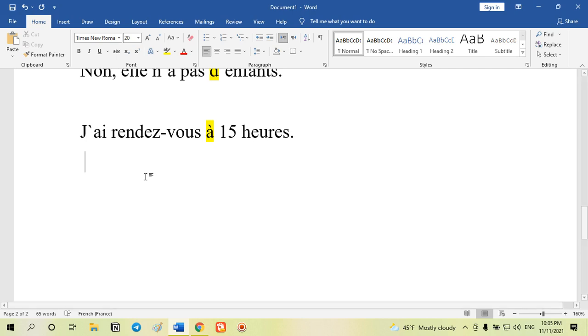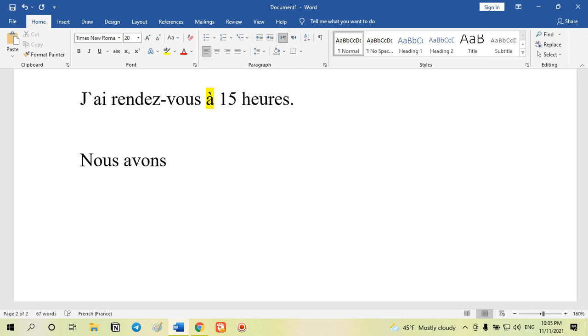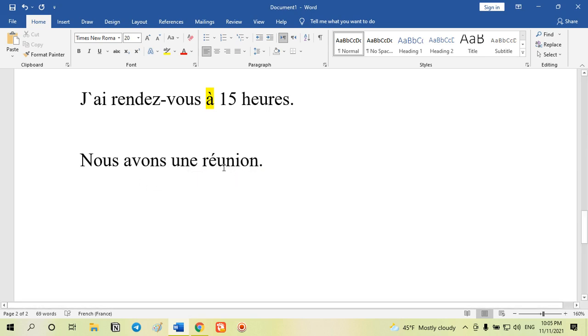So this is an example related to the verb avoir. Now another example. Nous avons une réunion. Réunion means meeting. Nous avons une réunion. We have a meeting. Nous avons une réunion. We have a meeting.